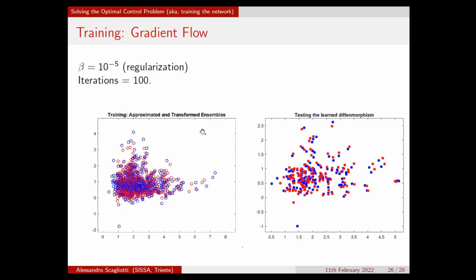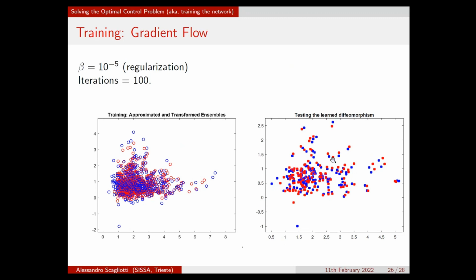On the left, there is the training approximation, and on the right, I tested the approximation on an unknown ensemble, a new ensemble of points. The approximation is quite good, of course, where we have more data; it is less accurate where the data are more sparse.